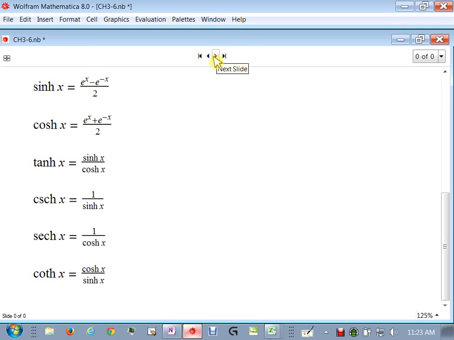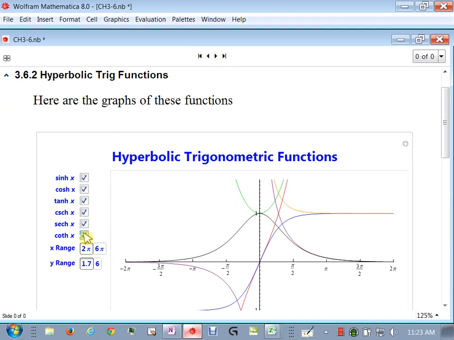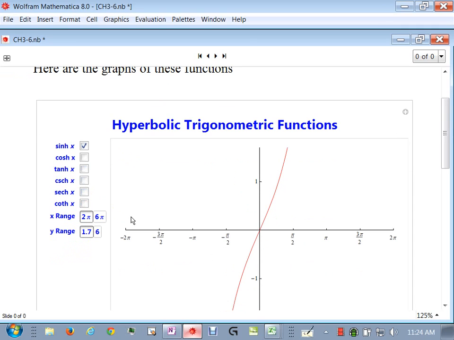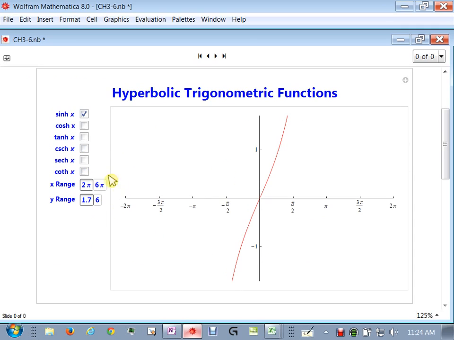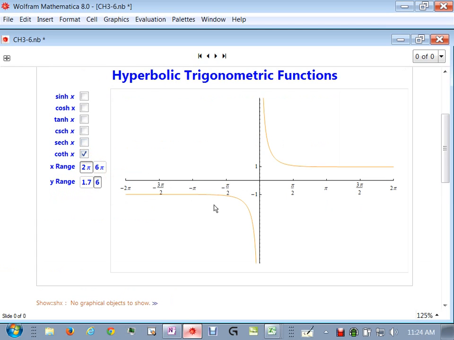All right, so those are the 6 new functions. And here they are graphed. So this is what the hyperbolic sine looks like. This is what hyperbolic cosine looks like. Here's hyperbolic tangent. Kind of looks like cotangent a little bit, or arctangent. There's your cosecant hyperbolic. There's your secant hyperbolic. Cotangent hyperbolic. So those don't look anything like the sine, cosine, inverse cosine, right? They're like their own animals here.